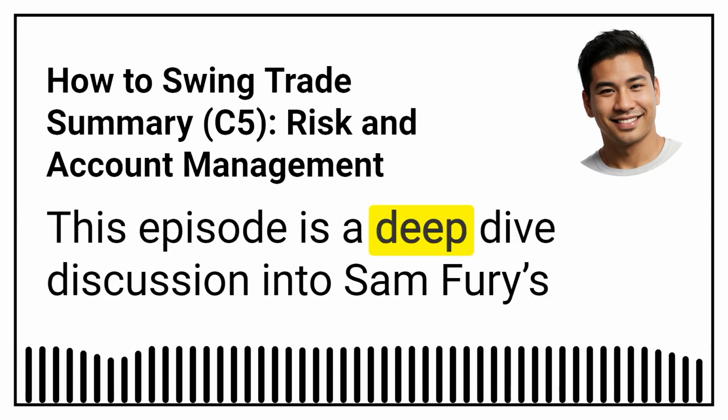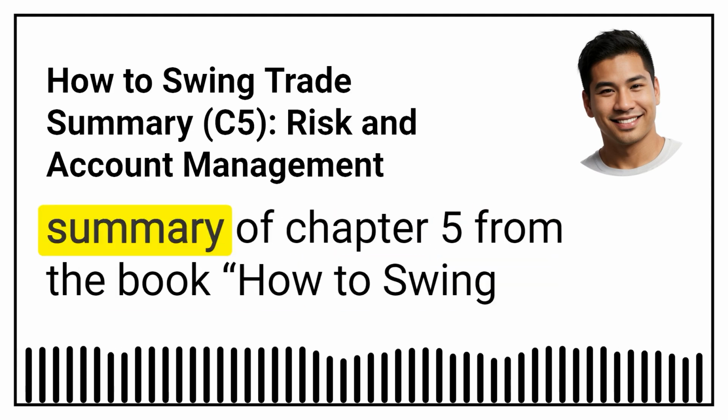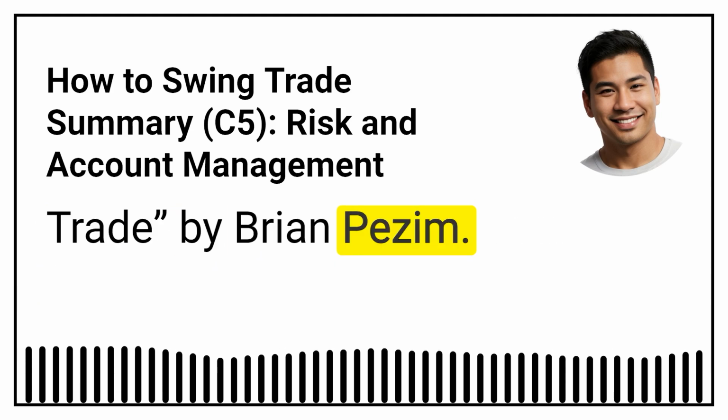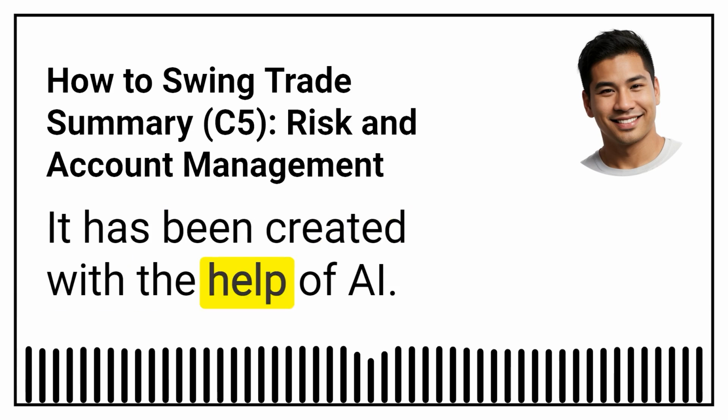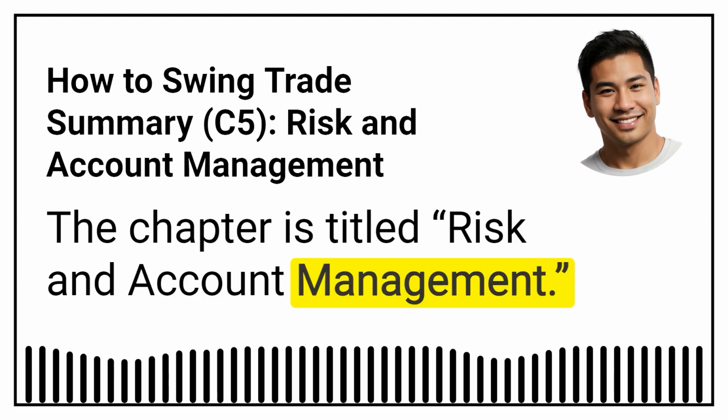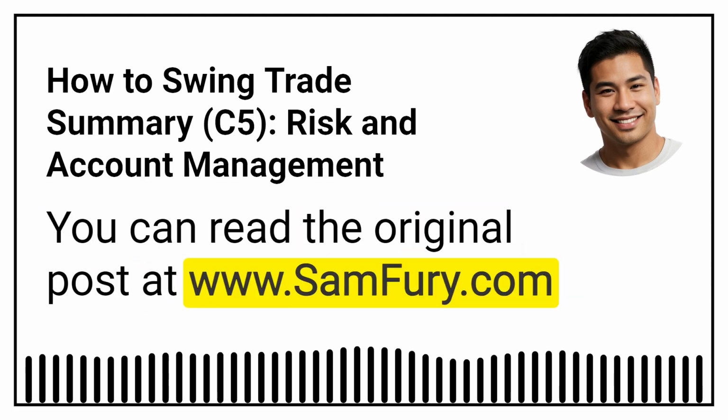This episode is a deep dive discussion into Sam Fury's summary of Chapter 5 from the book How to Swing Trade by Brian Pazim. It has been created with the help of AI. The chapter is titled Risk and Account Management. You can read the original post at samfury.com.